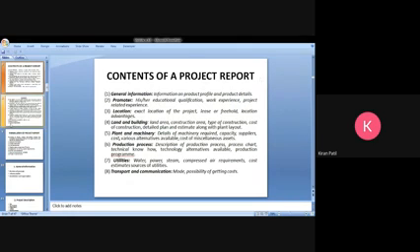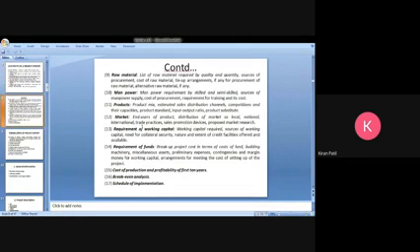The next one is raw materials. So you know that if anybody is planning to produce a certain product, the first thing that you need is a raw material. So you got to mention the list of raw materials required by quality and quantity. That means you got to mention both the quality aspects of the raw material as well as the quantity aspects of the raw material. Then sources of procurement. Where have you planned to get it from?